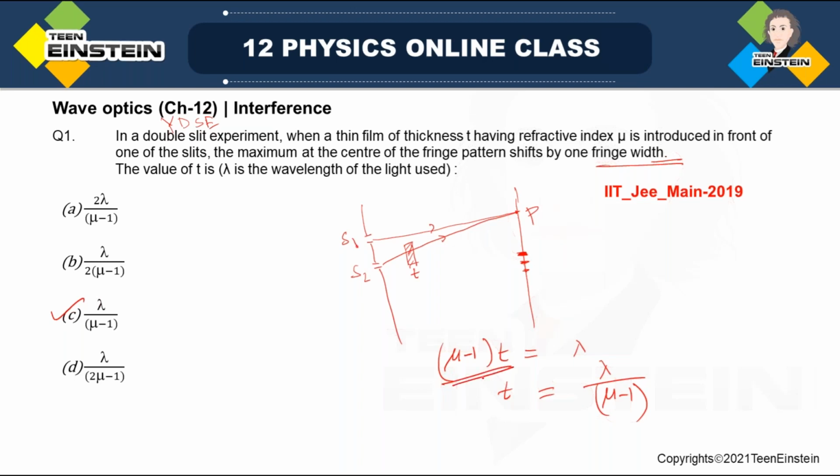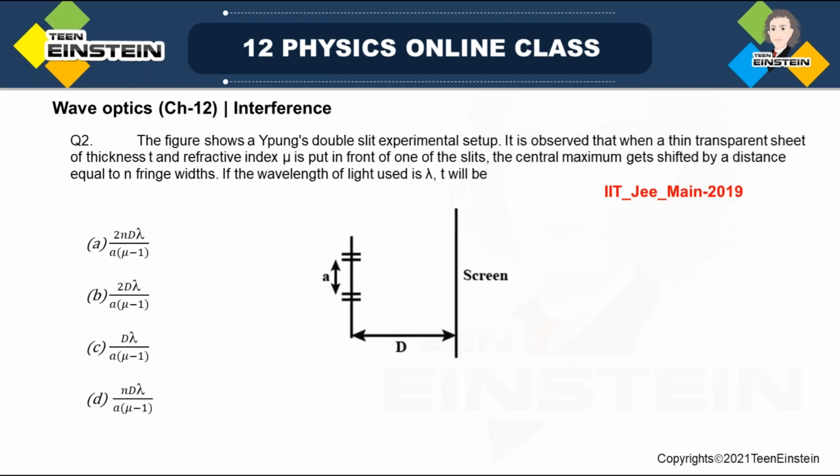So the main point you should remember is the path difference after inserting the plate or thin film. Now we will pick up a problem related to this itself. Let us see here. The figure shows Young's double slit experimental setup. It is observed that when a thin transparent sheet of thickness d and refractive index mu is put in front of one of the slits, the central maxima gets shifted by a distance equal to n fringe widths.